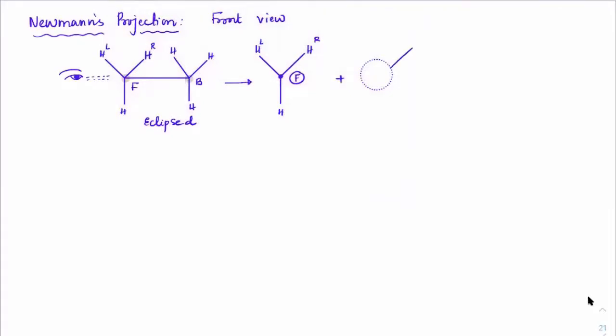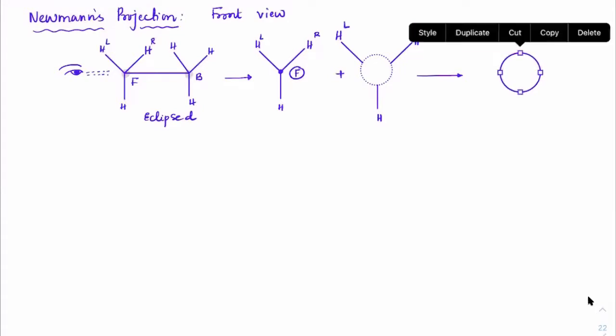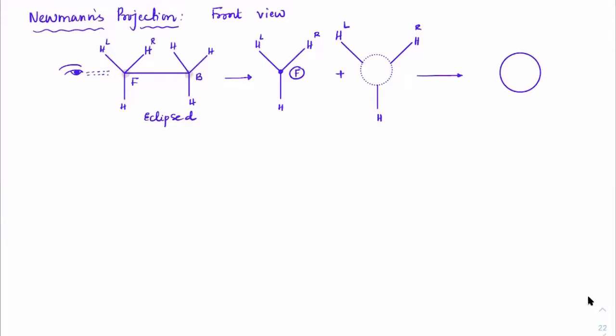On the back carbon, I have H here, H here, and H here. So this is the right one, left one. When you add both of them and put them into one particular structure, how does it look like? Now it will look like this. This is the back carbon. On the back carbon, I have these three groups like this.